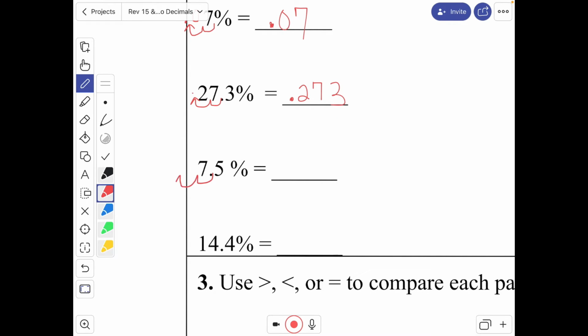And the next one, 2 spaces. I'm going to need that 0 again. So decimal 075. Okay, and the next one, move it 2 spaces. Always 2 spaces, always to the left. If you're going from a percent to a decimal, it's like it's running away from the percent sign.